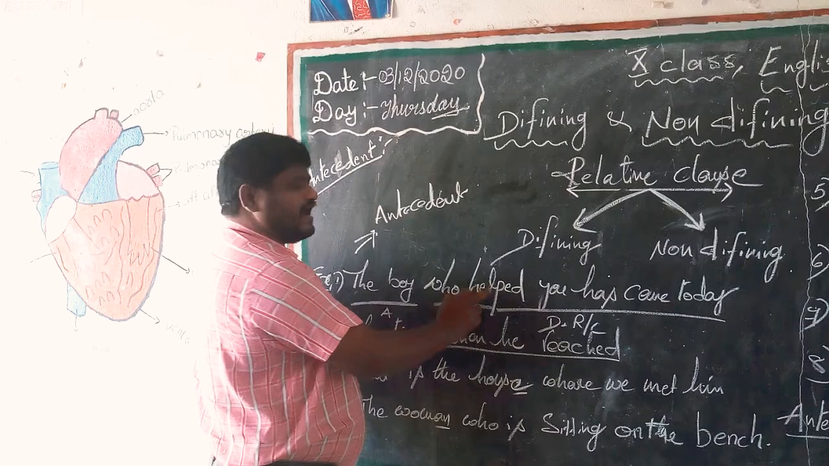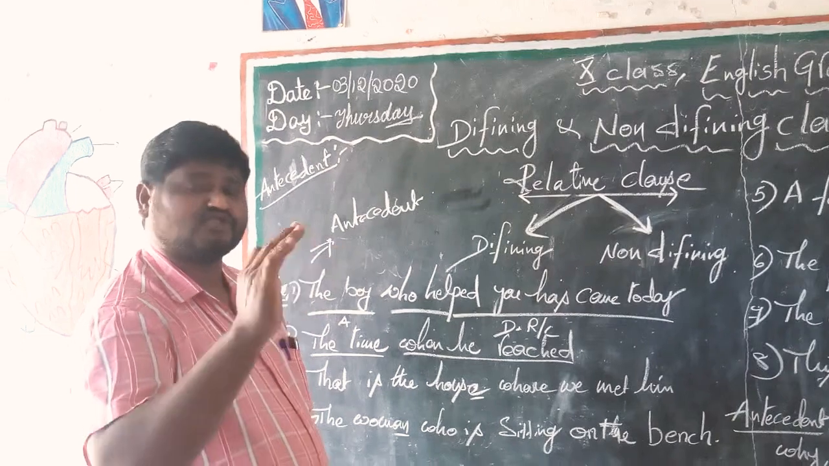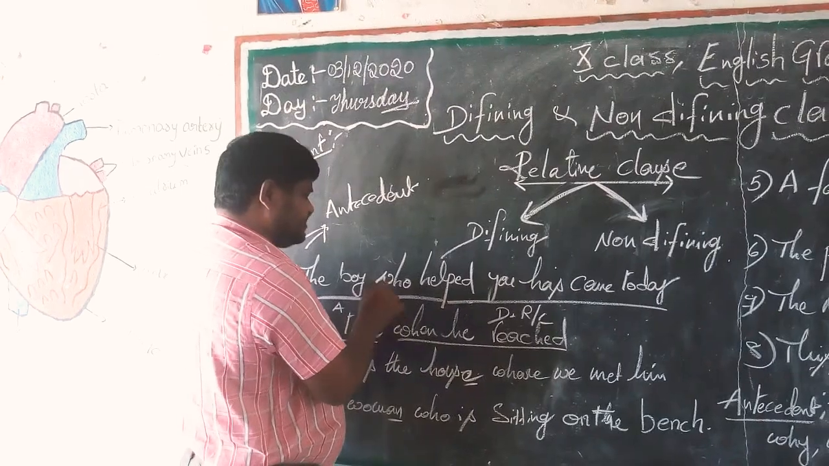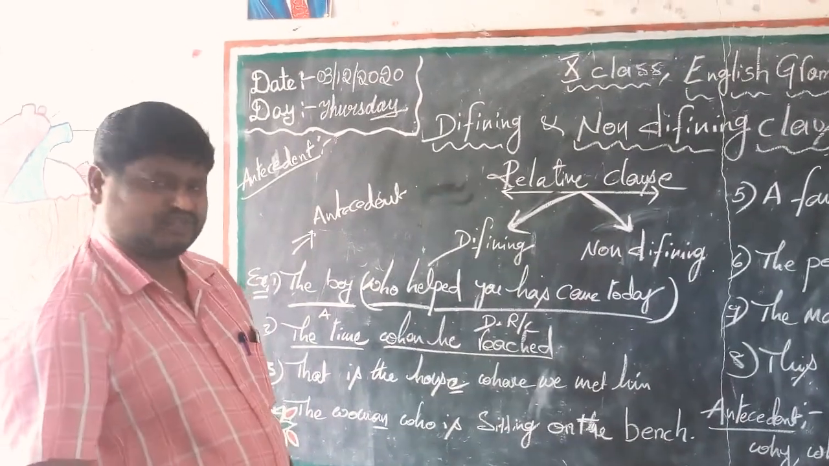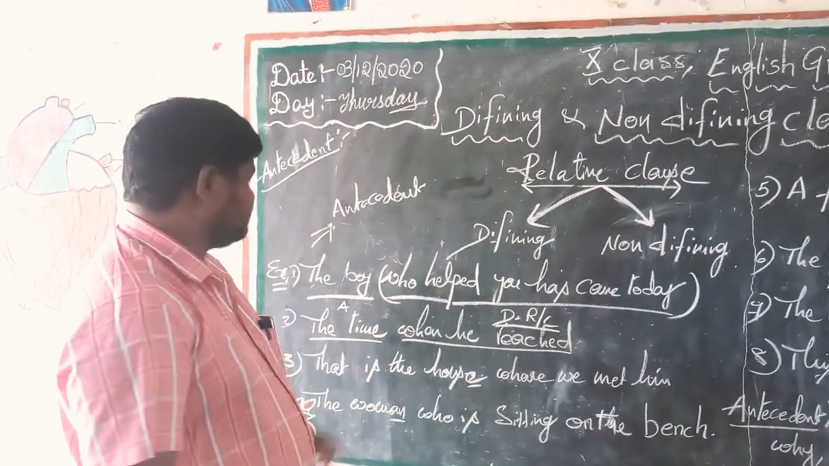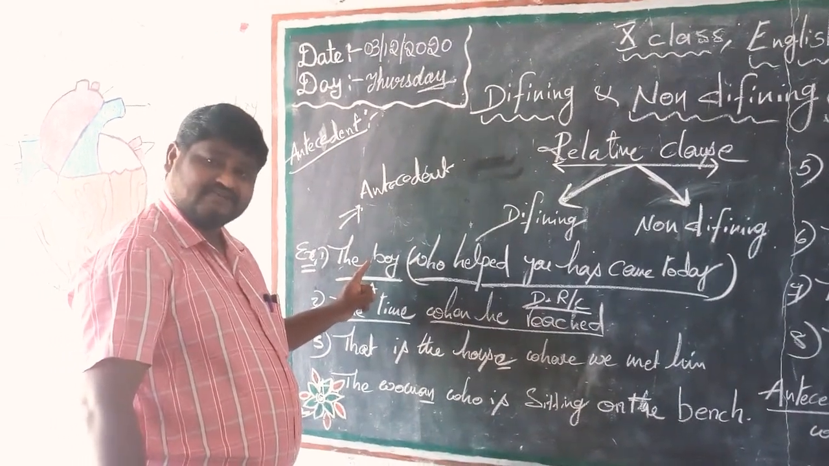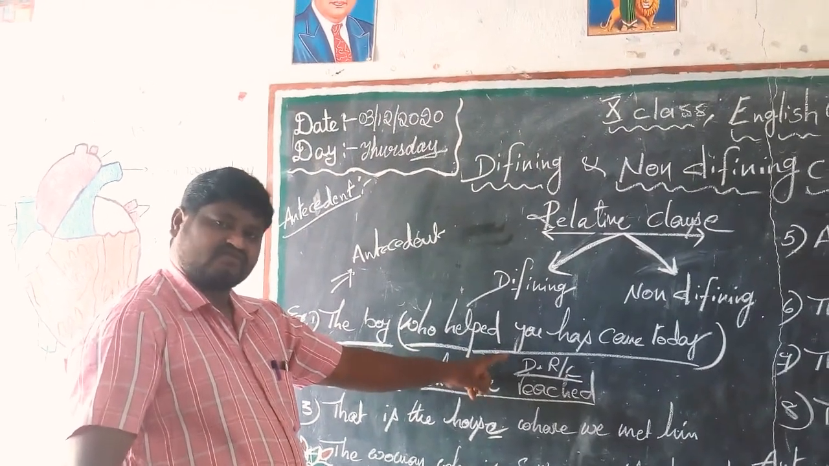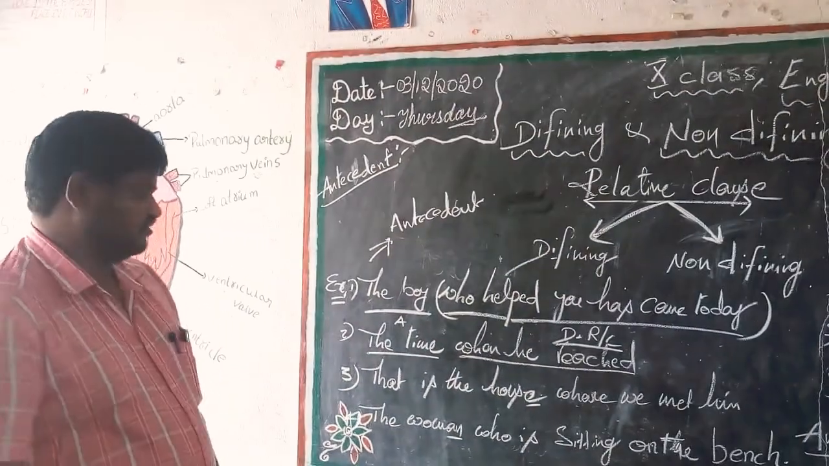And then, who helped you has come today. I already told you, the antecedent means WH plus clause. Here this is the clause. Why? Because we are starting with the WH word. Who helped you has come today. This is what we call the defining relative clause. Why? Because in this sentence, for the antecedent, we do not know the particular one. That's why this is the defining relative clause. Likewise, we identify the defining relative clause. Shall we go for the next example?